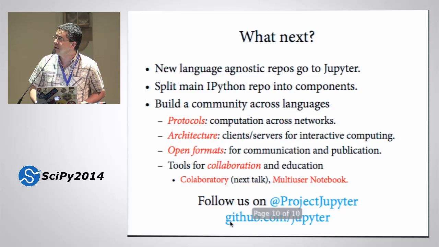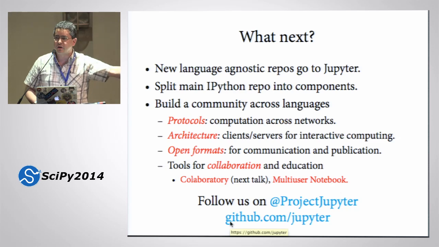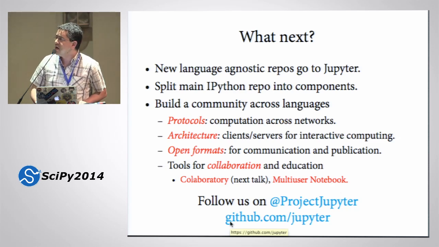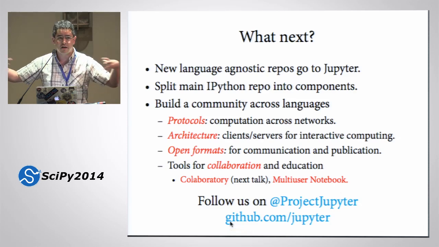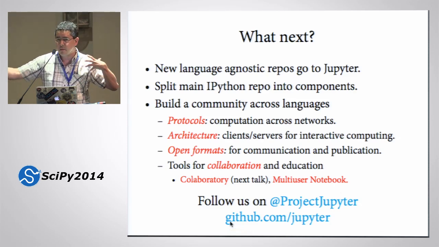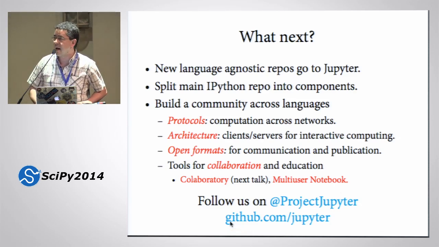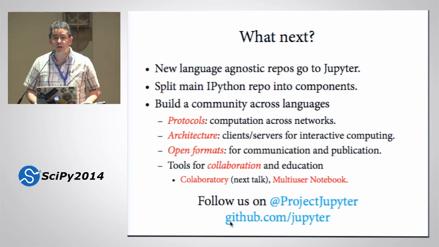So the next things that we're doing, some of it is grunt work. Anything that's new and language agnostic is moving to the Jupyter organization. We're going to have a lot of technical work to do splitting up the monstrosity of our main repos into independent components, and that's going to be hard. It's not going to happen overnight. But more importantly, we want to build a community across languages of protocols for computation across networks.